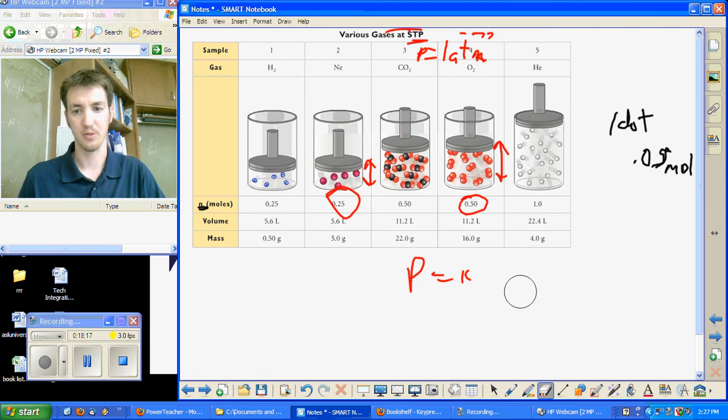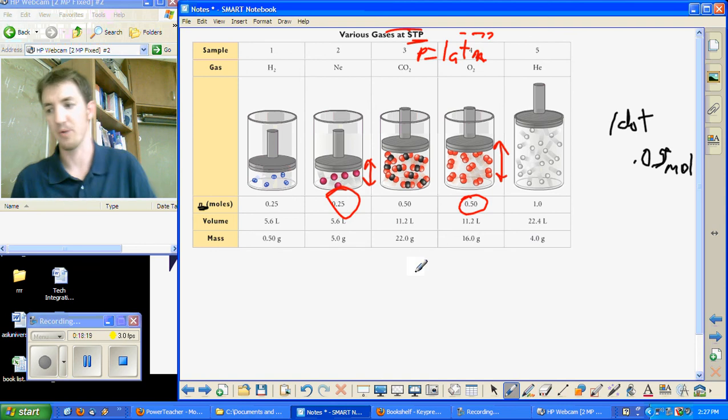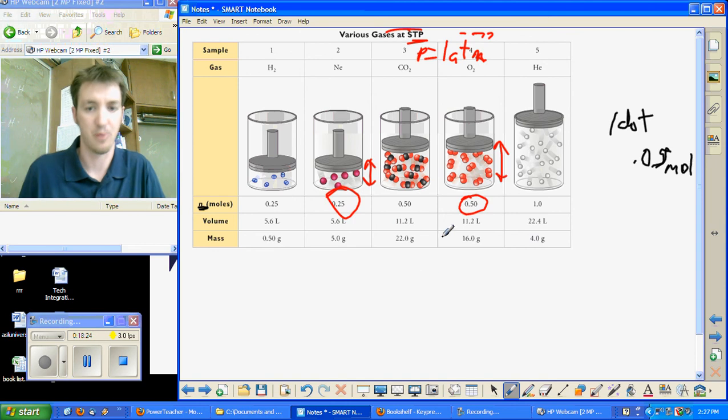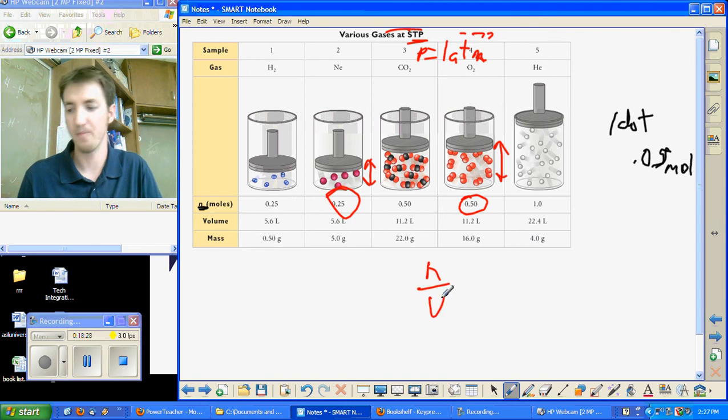So really you just have to look at the explanation compared to box 3 and 4 of why they would be able to have the same pressure. Pressure is related to the number density, how many molecules per volume.